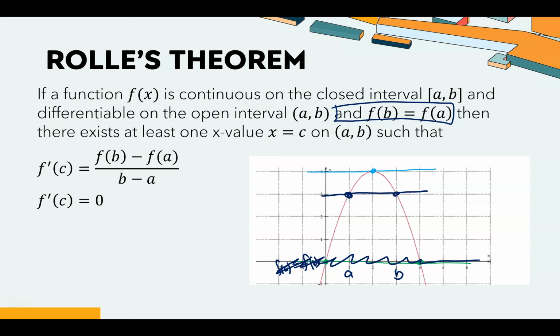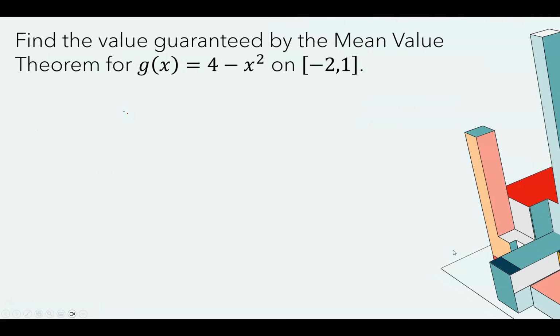My recommendation is just know that Rolle's theorem is a special case of the mean value theorem, and you can always use the mean value theorem. Just if that phrase comes up, you'll need to know it. Okay, so how do we actually do this?